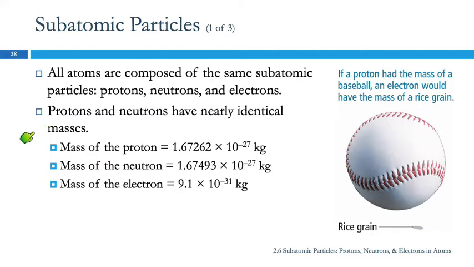The protons and neutrons have nearly identical masses. The only reason you would need to use these actual masses is for a homework problem or a worksheet problem. You do not memorize those. And the mass of the electron is much smaller. Looking at these numbers, it's hard to have an idea of the relationship between them. But if the proton was a baseball, then the electron would be like a grain of rice. So much, much smaller and much less heavy, right? Almost 2,000 times smaller.